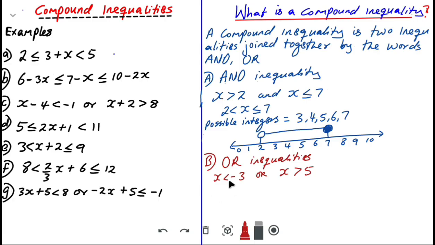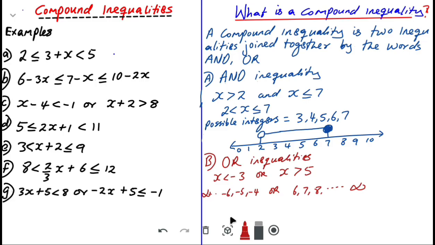That is, if x is less than minus 3, the possible integers of x are going to be minus 4, since x is less than minus 3, minus 5, minus 6, minus 7, and many more. Or the possible values of the second inequality, x greater than 5, we start our numbers from 6, 7, 8, 9, and many more.